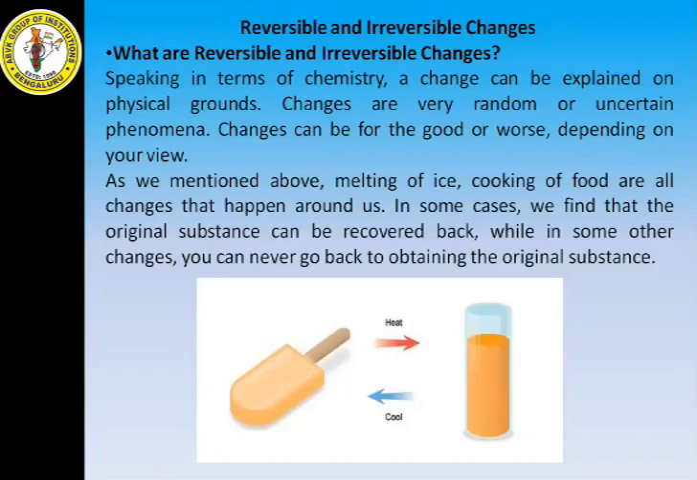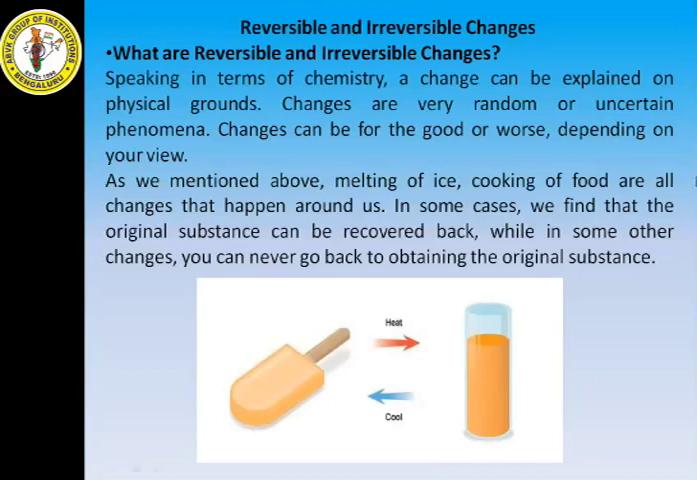Okay. So as we mentioned above, melting of ice and cooking of food are all changes that happen around us. In some cases, we find that the original substance can be recovered back. So from here you can see it is a liquid juice. From the liquid juice you can make a solid ice. From a solid ice you can make a liquid juice. Yes. So this is a reversible change, and these are called desirable changes. Desirable change means which we want. Okay. So these are called desirable changes.